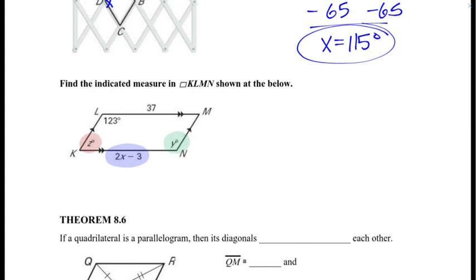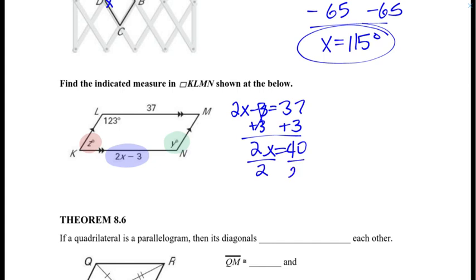We see that KN and LM are opposite sides, and since this is a parallelogram, as shown by the parallel sides here, we know that those sides have to be congruent. So 2x minus 3 is going to have to equal 37. Just go ahead and solve that equation for x. And we should get an x value of 20.